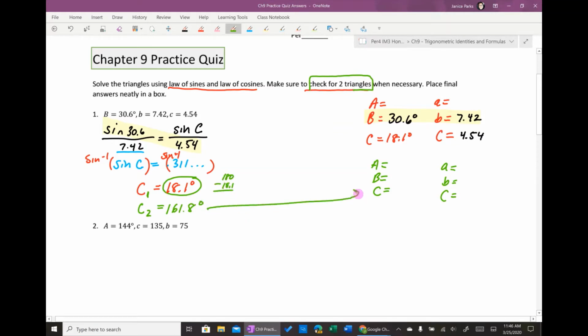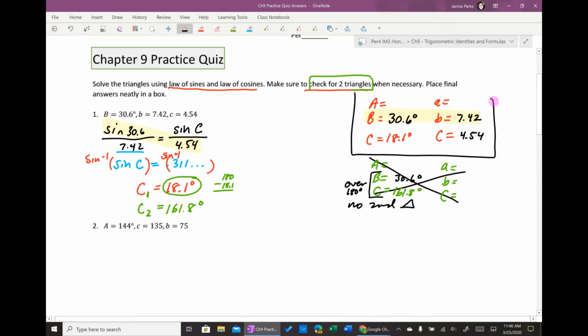So when I write that in, 161.8 degrees, the original B value was 30.6 degrees. These two are over 180 degrees. That means that there is no second triangle. Okay, but there will be the first triangle. There'll be one triangle that can be formed by the information that's given to you. So we're going to go ahead and finish this off.